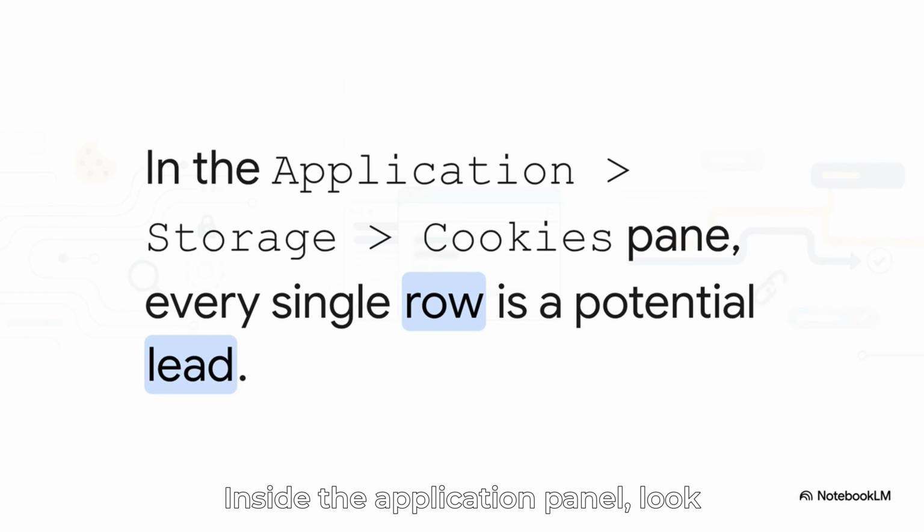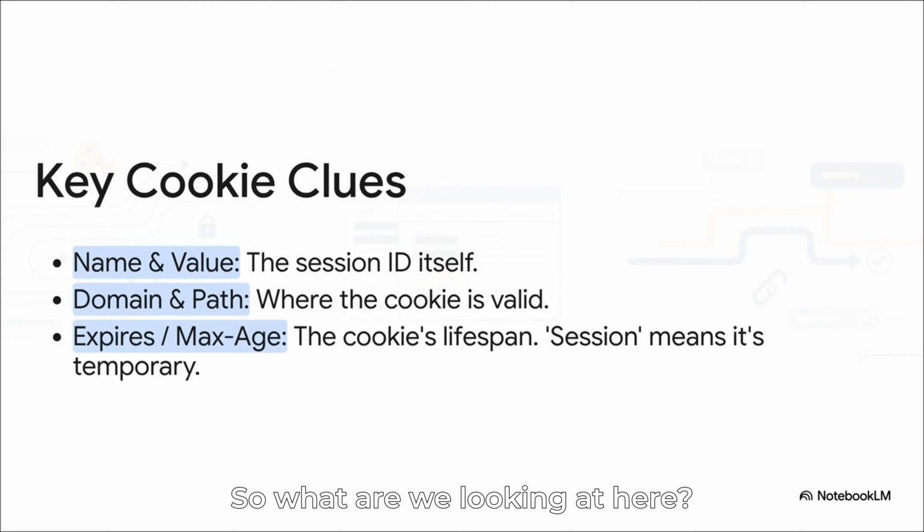Inside the application panel, look on the left-hand side. You'll see storage. Expand that and click on cookies. You're going to see a table pop up, and listen, for our investigation, every single row in that table is a potential clue. So what are we looking at here? Well, you've got the name and value. That's basically the session ID itself. Then there's domain and path, which tell the browser where this cookie is allowed to be used. But the real smoking gun, the one you want to look at first, is that expires/max age column. If that date is in the past, or if it just says session for a cookie that's supposed to stick around, bingo, you've probably found your culprit.